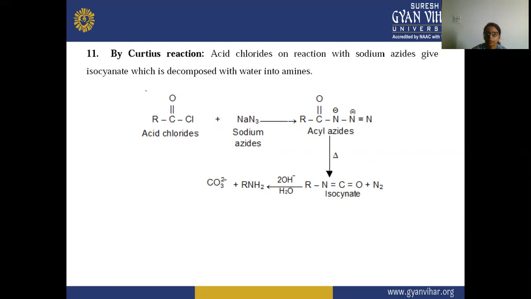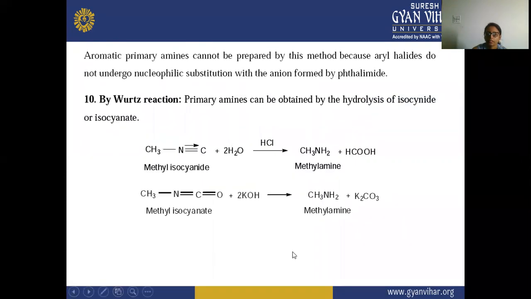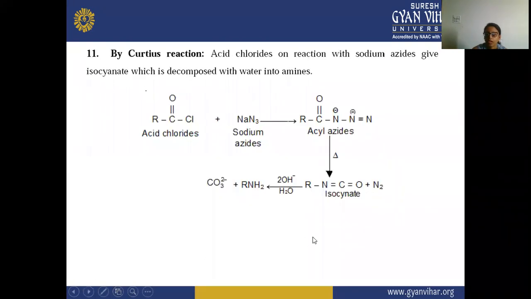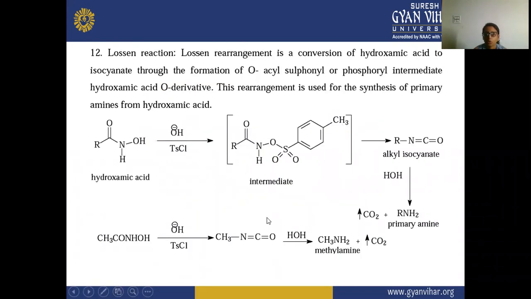So here in the previous reaction, the Hoffmann reaction also, you can see that this isocyanide is reacting with KOH, that is the base, and there is the formation of methylamine. So here also the isocyanide is formed, and this isocyanide is reacting with this base, KOH, and there is a formation of OH negative, and there is a formation of this primary amine. The next is the Lossen reaction.